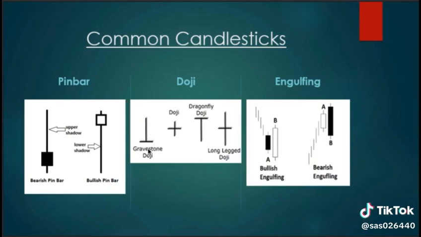Now, the gravestone doji and the dragonfly doji are also dojis, just different types that we're not going to go over today in this class. Now, following is the engulfing candle, which is a pair of candles that, just like the pin bar and the doji, would represent a change in direction or a change in trend.